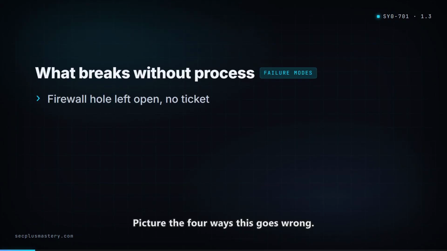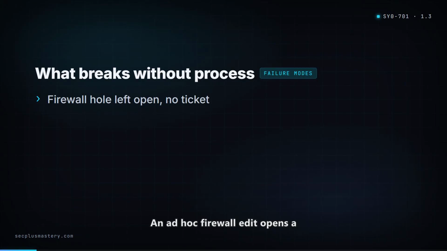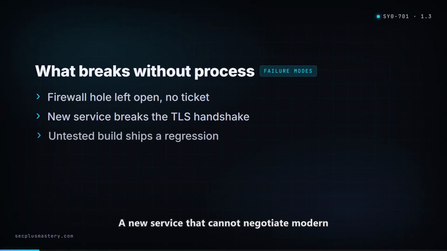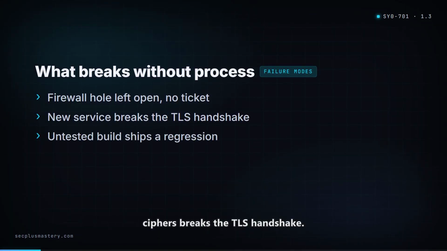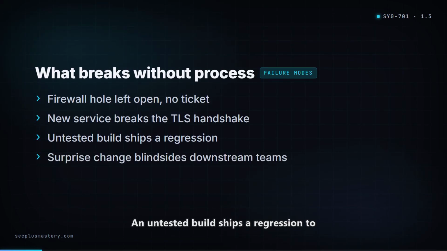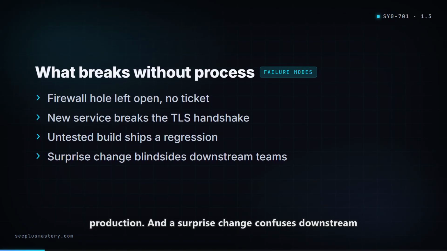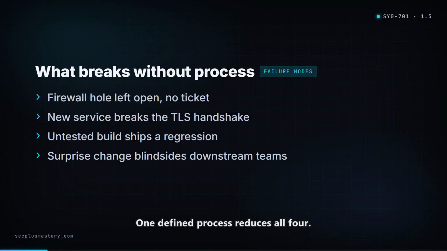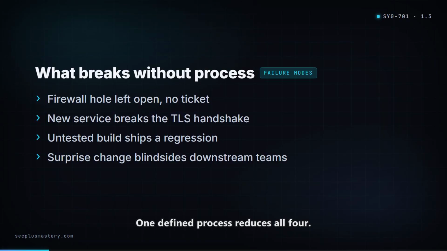Picture the 4 ways this goes wrong. An ad hoc firewall edit opens a hole that never gets closed because no ticket tracks it. A new service that cannot negotiate modern ciphers breaks the TLS handshake. An untested build ships a regression to production. And a surprise change confuses downstream teams because no stakeholder map warned them. One defined process reduces all 4.